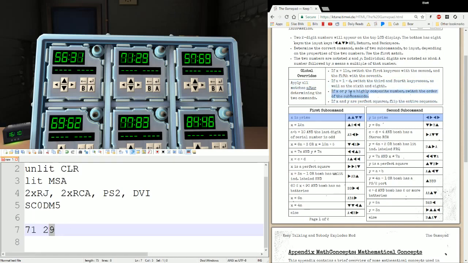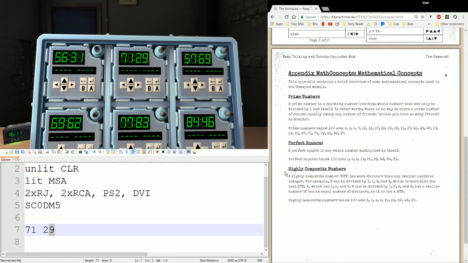If X or Y is a highly composite number, now highly composite number, not a term I expect a lot of people to be familiar with. I had to double check it myself, and I was a math major. A highly composite number, and the index does describe it, is a number with more divisors than any smaller positive integer. 1 has 1, 2 has 2, 3 also has 2, so 3 is not. 4 has 3, it has more divisors than anything smaller than it. 5 has 2, that's not more than the 3 from 4. 6 has 4, which is more than any before it. So on, so on, so on.